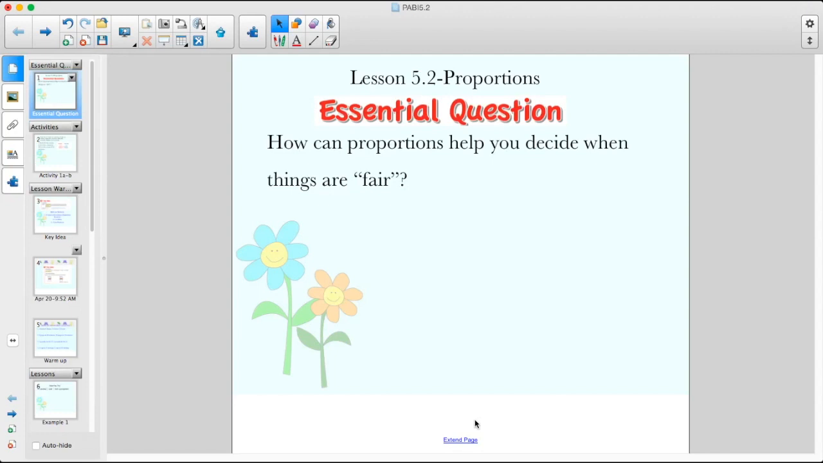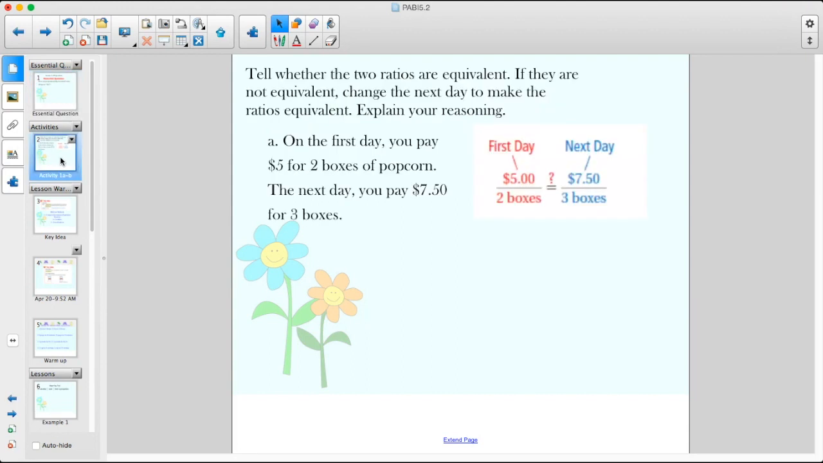Hey guys, so today we are moving along to lesson 5.2 on proportions. So before we start actually writing and solving proportions, we're going to start by just deciding, are two things proportional? Are they the same? Are they equivalent? By looking at the comparison of two ratios. So we're going to look at this first problem.